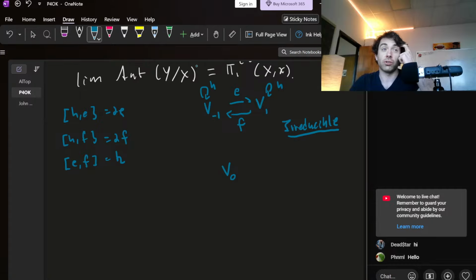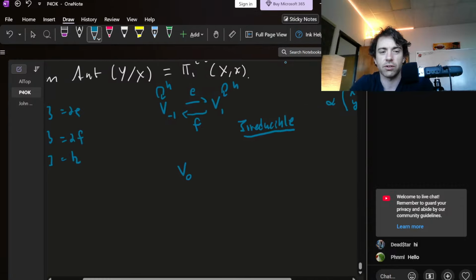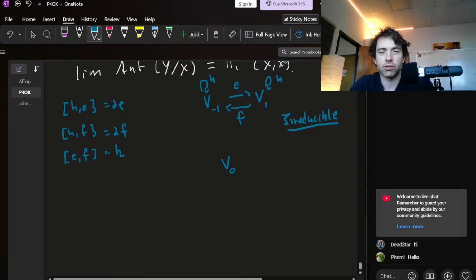It's not too hard to see. It's a two-dimensional representation, so the only way you could have a non-trivial invariant subspace is to have a one-dimensional subspace. So you would need some vector of the form xy, such that as you act by E, F, and H, it just performs scalar multiplication. I would encourage you to do this on your own. Go through each one of the computations and see that you can't possibly have such a non-zero vector. So that representation is irreducible. Okay.